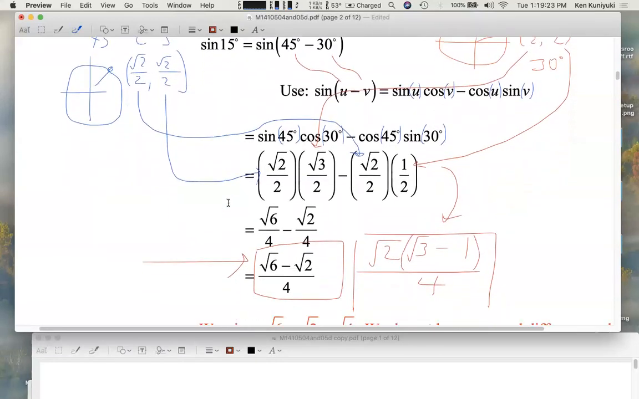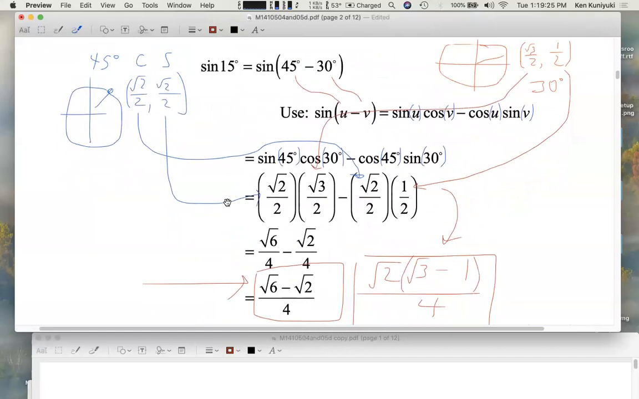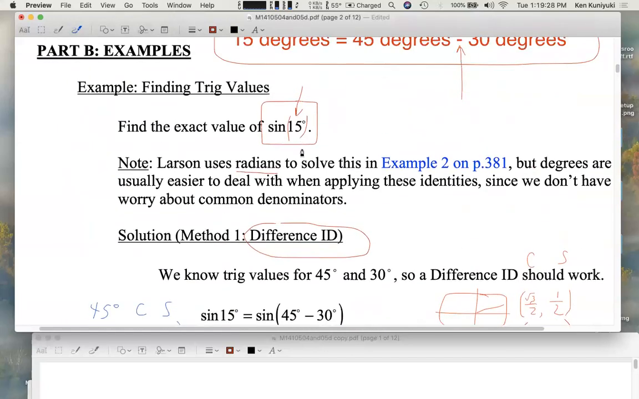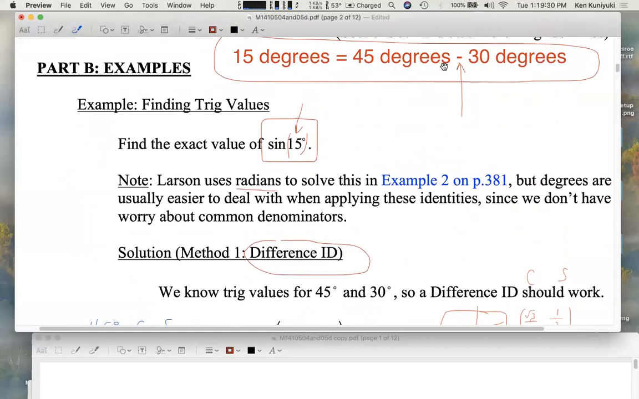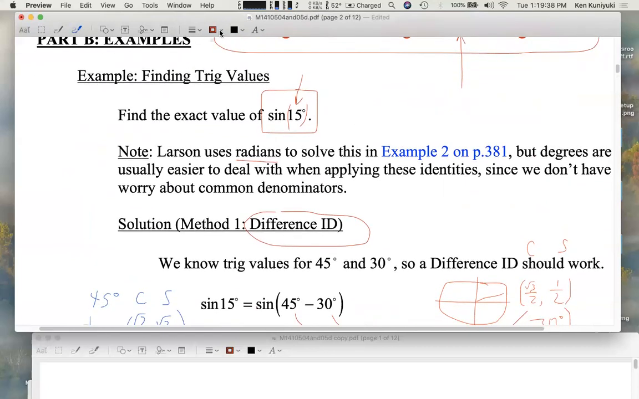But there's another way we can do this. What's another way that we can look at 15 degrees? Okay, we can think of it as a difference of a pair of special angles, like 45 degrees minus 30 degrees. But there's another way to look at this. 15 degrees. I'll type this out. 15 degrees is half of what?